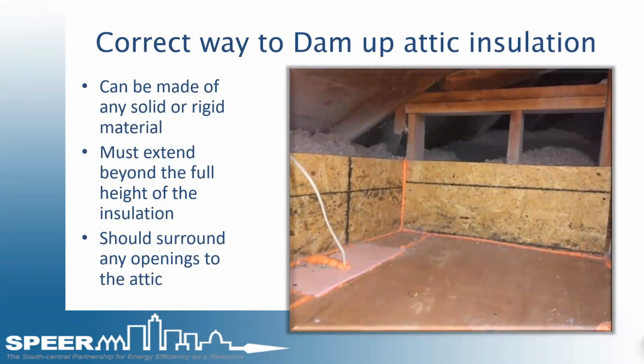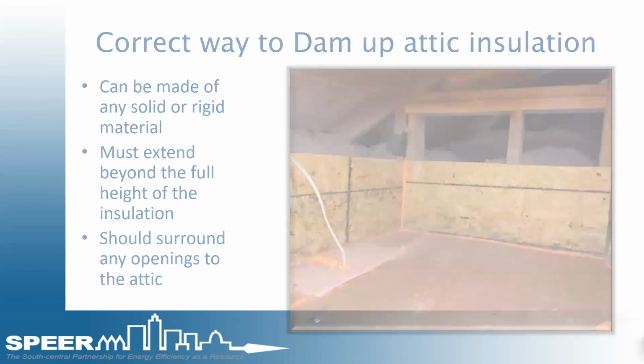Another shot of the correct way to dam up the insulation. It can be made of any solid material, must extend to the full height of the insulation, and should surround any openings to the attic. So if you're separating a garage attic that's uninsulated from an attic below, instead of tapering that down and leaving the top plate exposed, having this vertical kind of knee wall look to it, just damming up the insulation and being able to blow full depth insulation all the way to the top plate is what code is looking for.